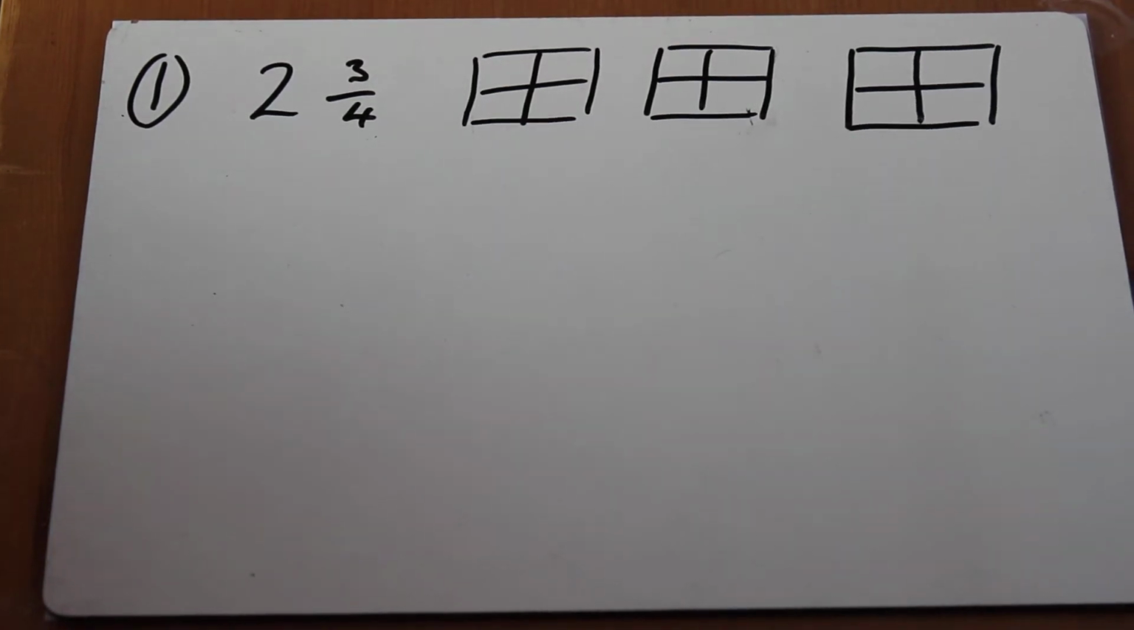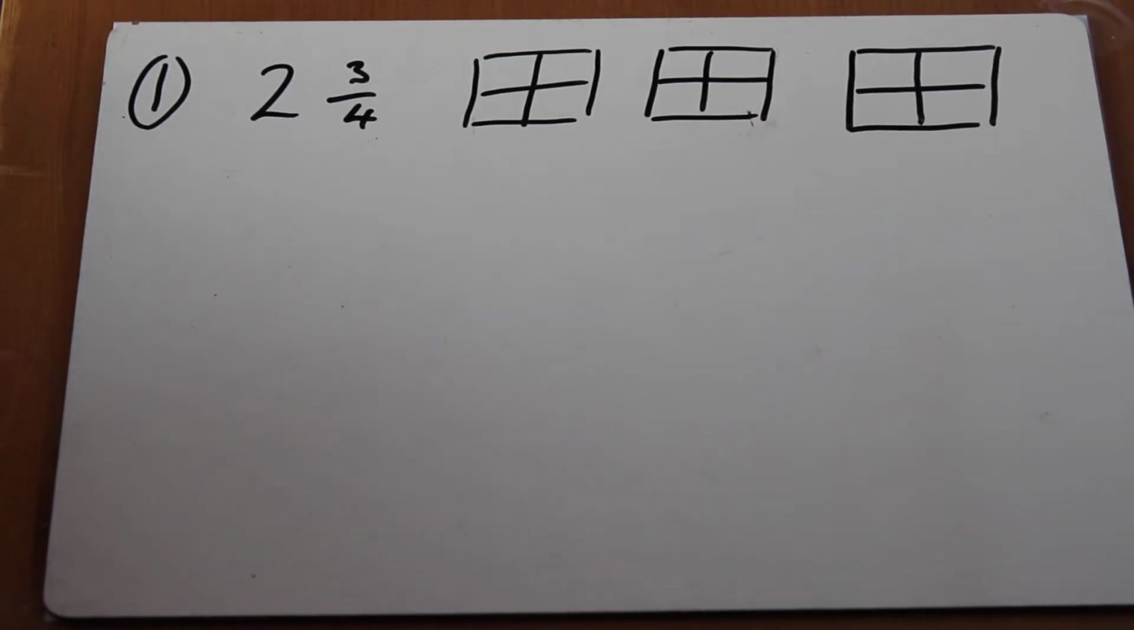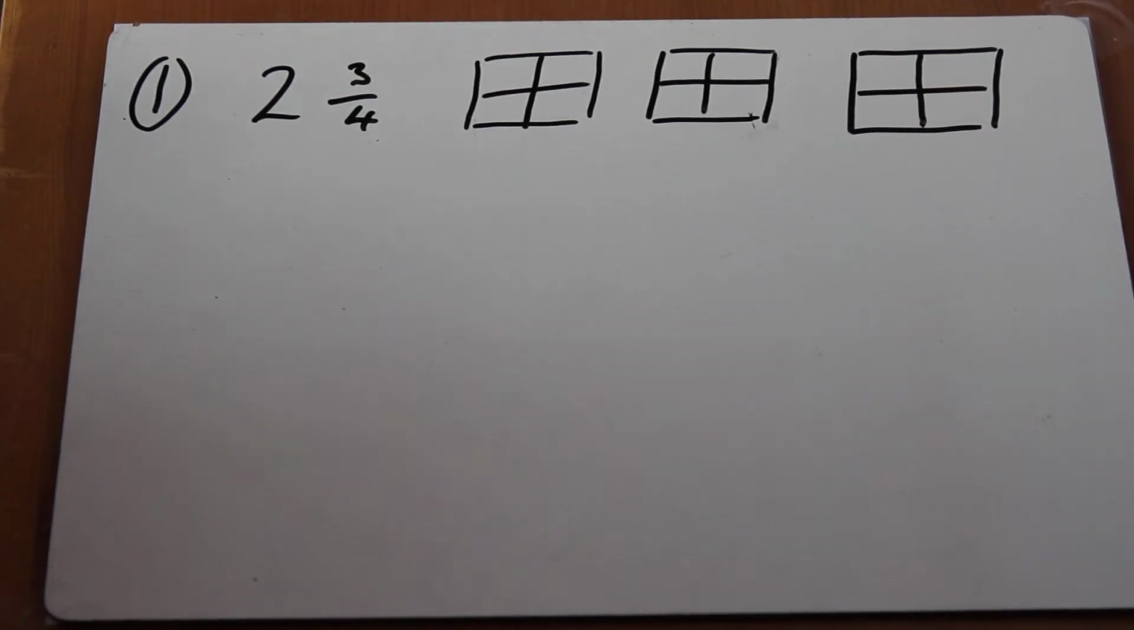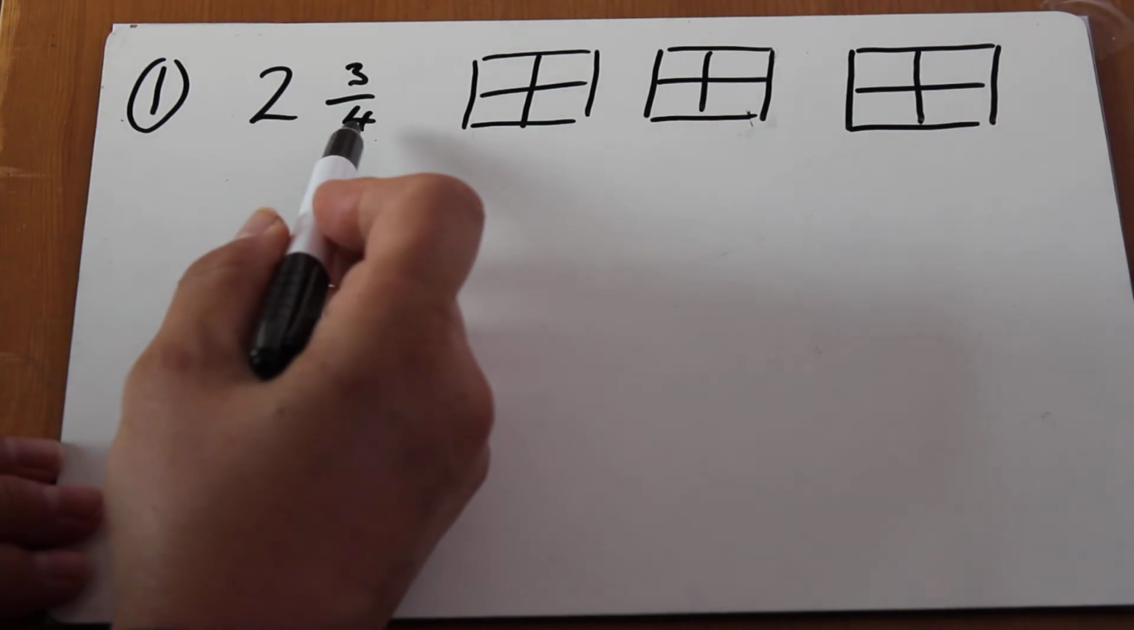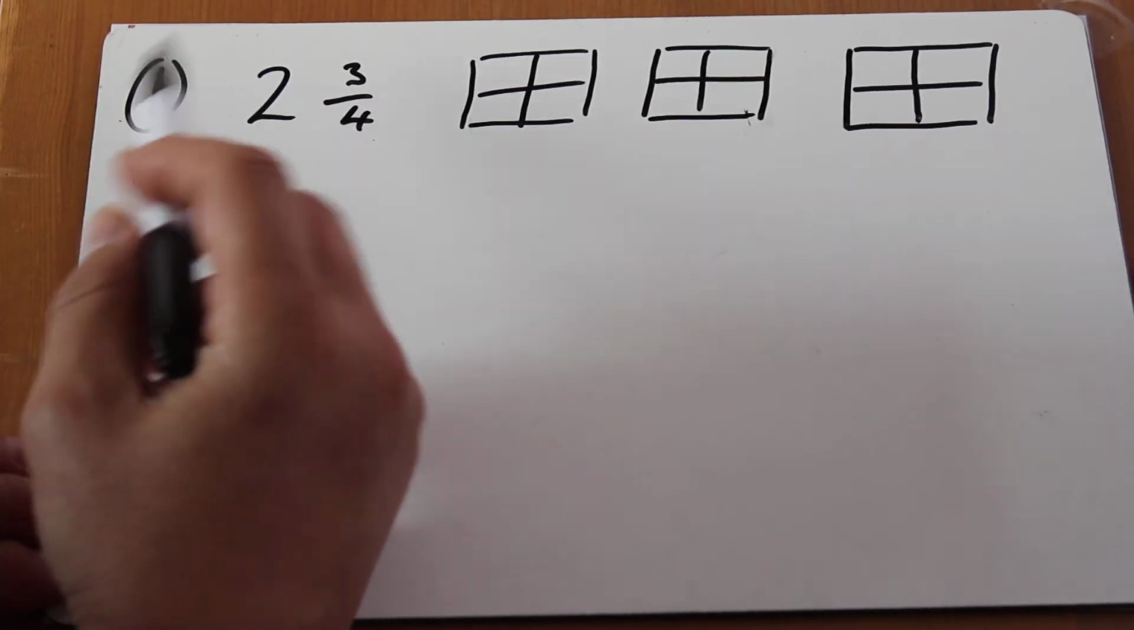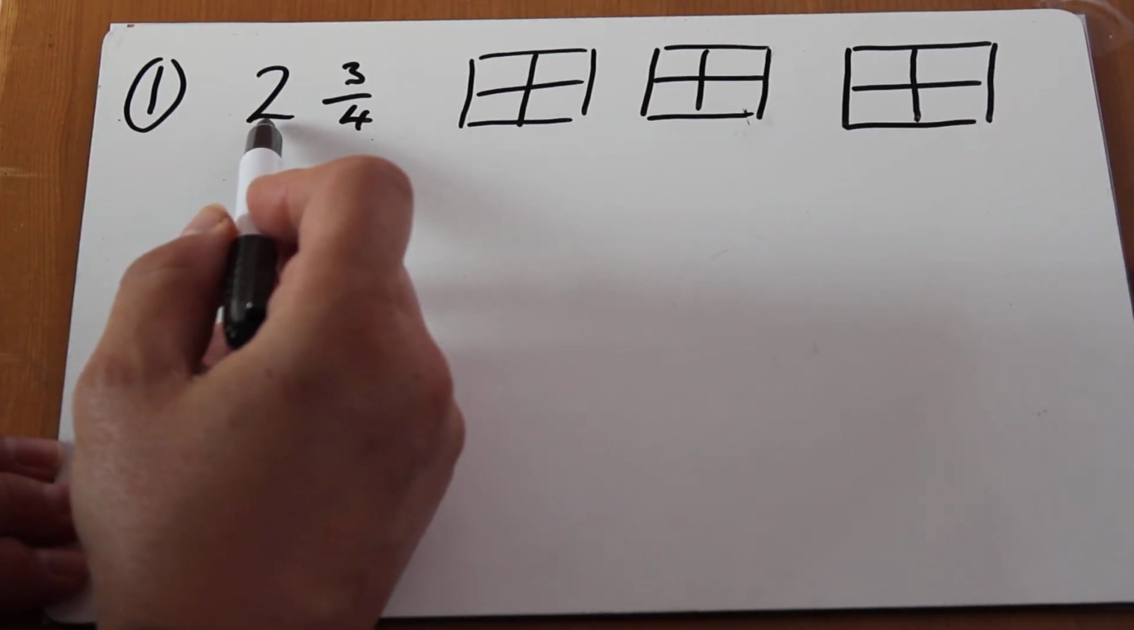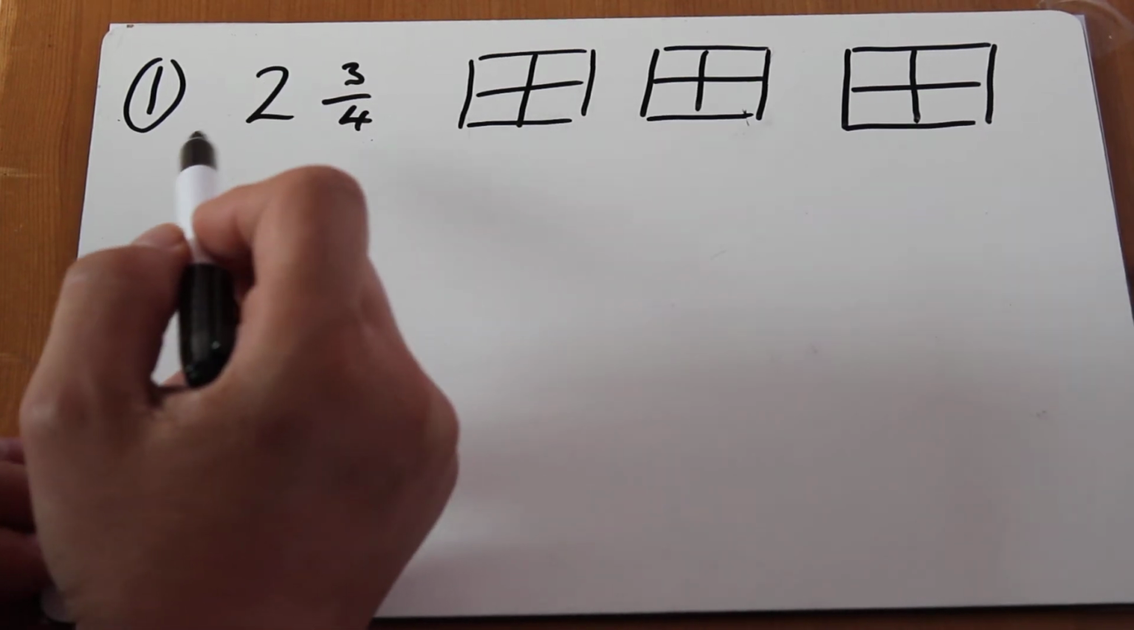Today we're looking at mixed numbers and improper fractions. First of all, what is meant by a mixed number? Well, this number here, 2 3/4, is a mixed number because it's made up of a whole number and a fraction.